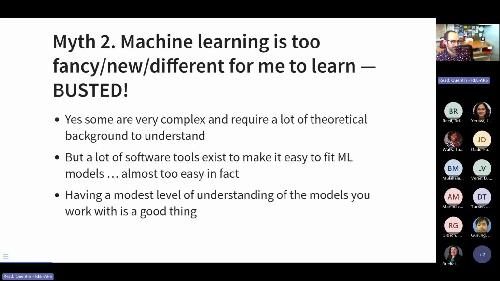There are a lot of software tools out there that make it very easy to fit machine learning models to data. In some ways almost too easy. You can do it without having any understanding of what you're doing. I think striking a balance is best. You don't need to know every detail and you don't have to get a PhD in statistics and computer science to do this stuff, but you also don't want to just do it completely blindly. Having a modest level of understanding is where you want to be, right?